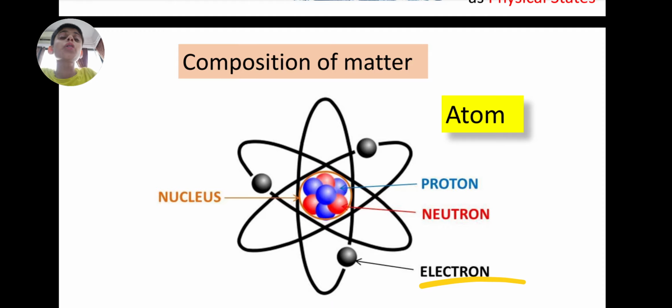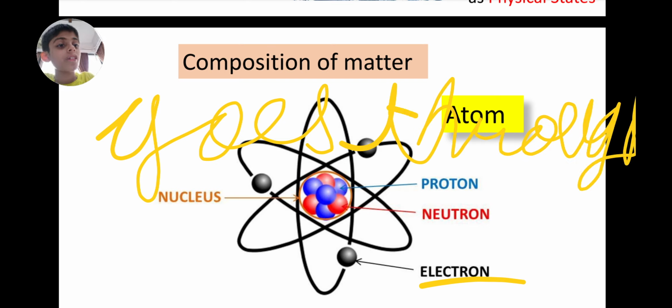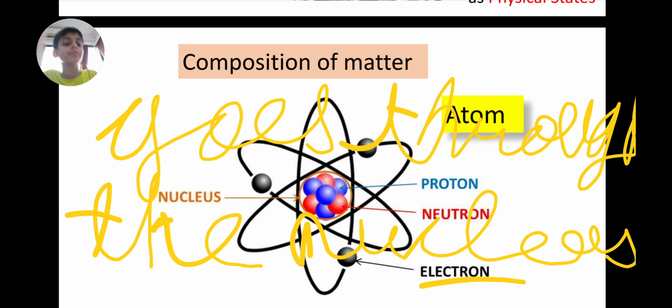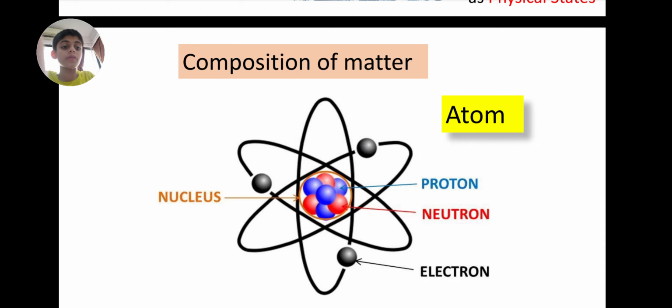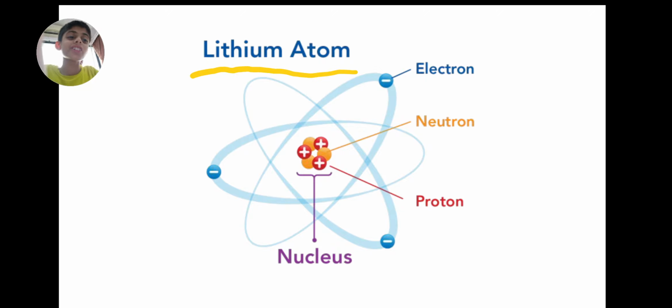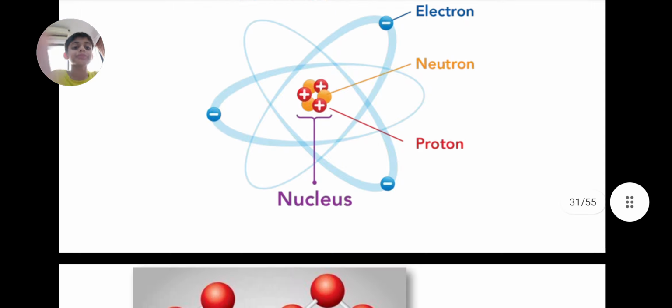It goes through the nucleus and to protons and neutrons. Okay, guys. Now let's continue. So now you understood what's an electron. An electron is negatively charged, the same as a neutron. Lithium atom will be in the higher grade, so people don't worry about the lithium atom. Okay. Let's continue.